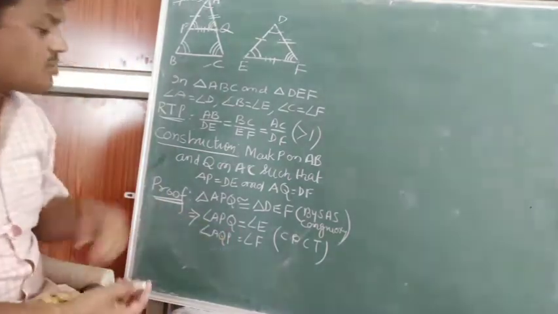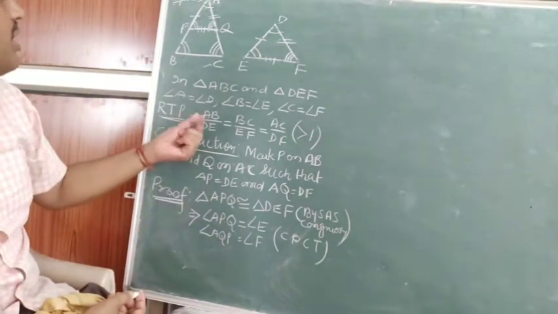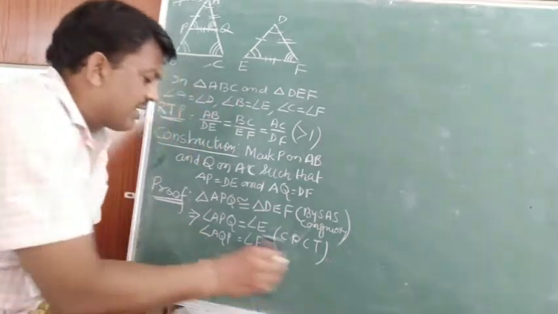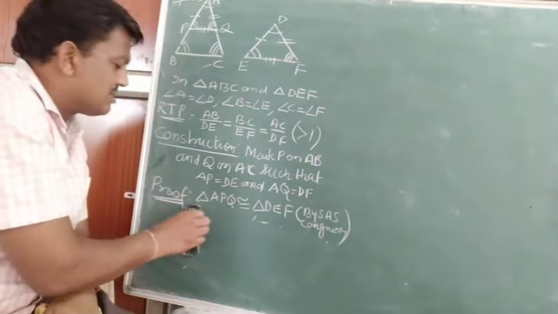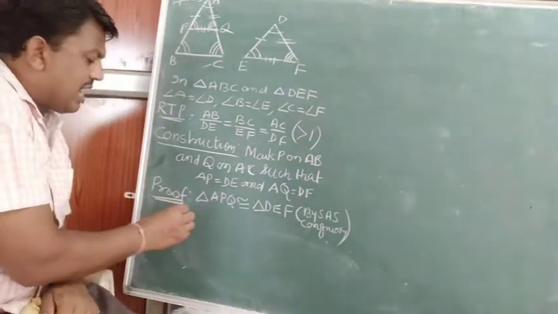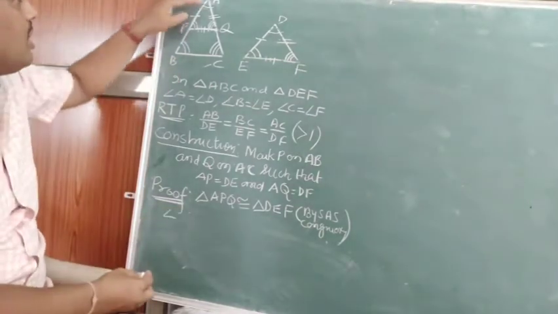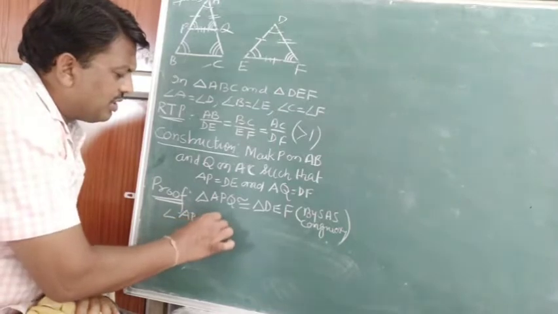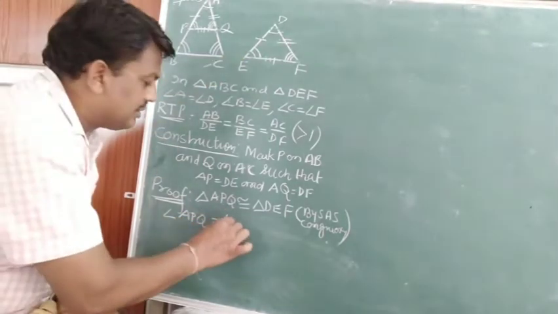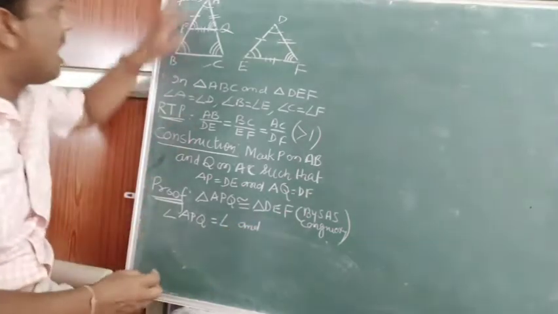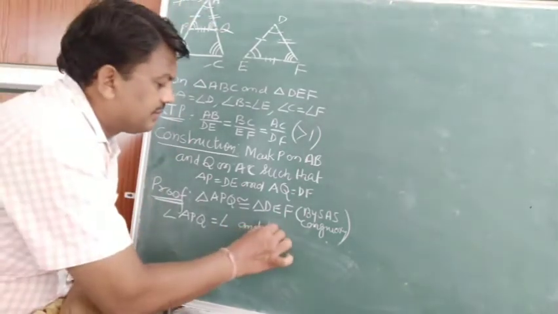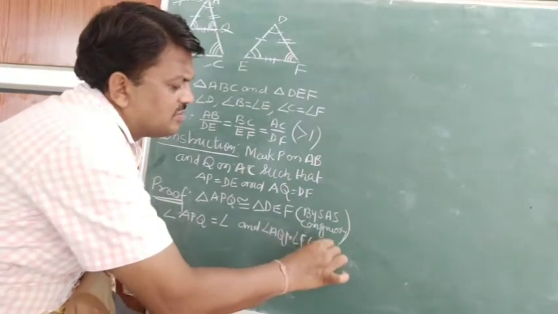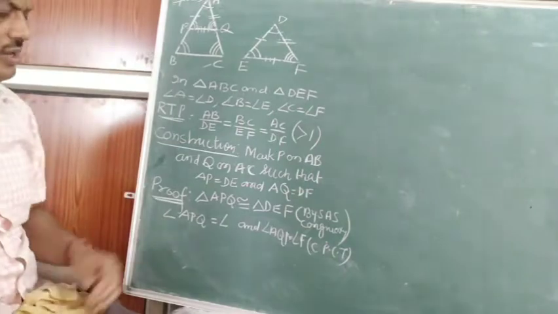Okay, children. Now see here, already we are given angle E equal to angle B. It's better, children, if I write it on the side. If I write it somewhere on the side, it will be easy to understand. That is, angle APQ equal to angle E, and angle AQP equal to angle F. How? Corresponding parts of congruent triangles.